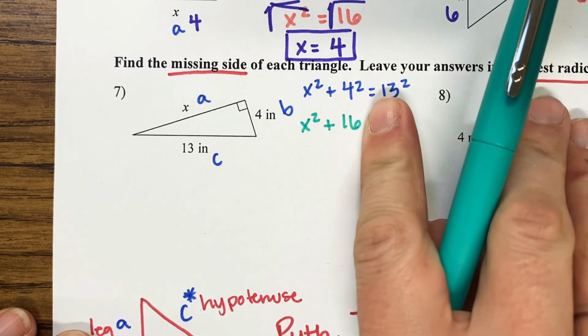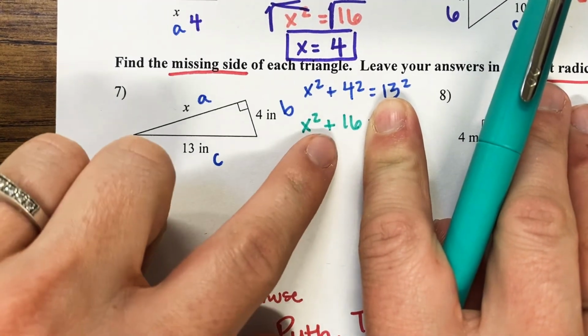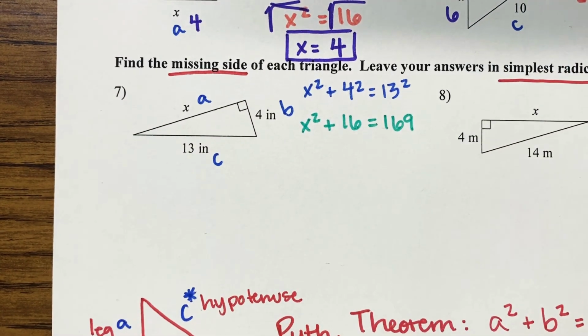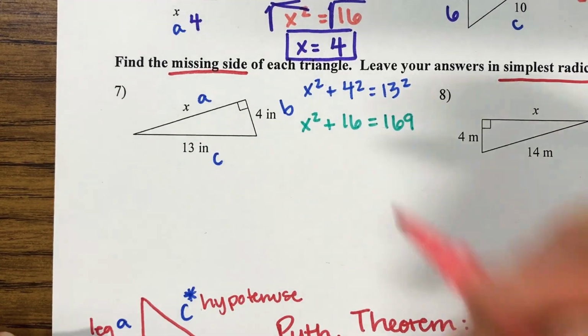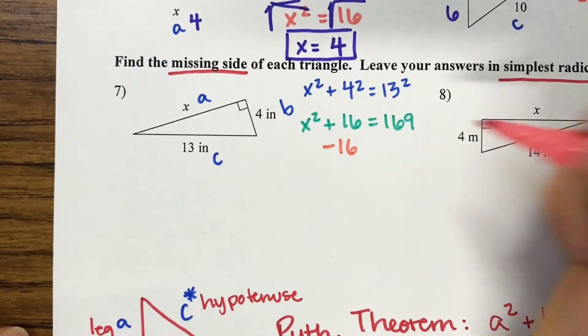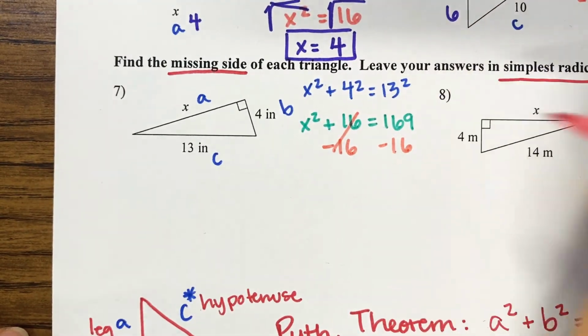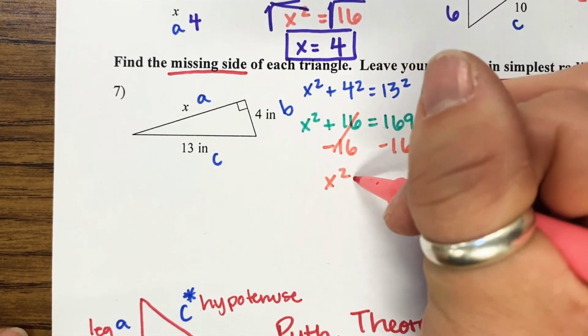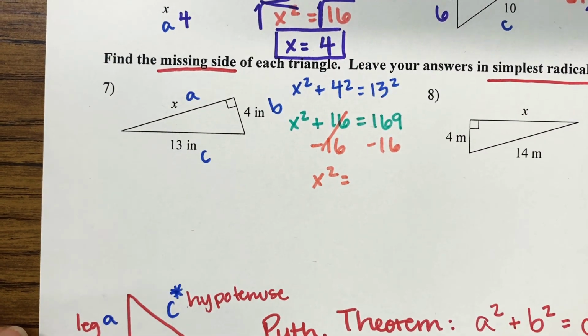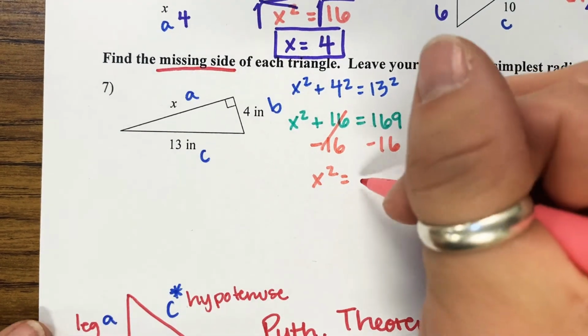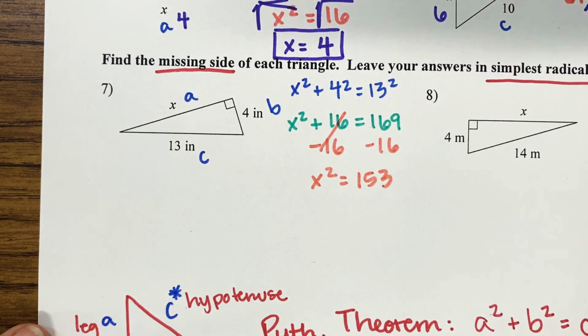Now, looking at this side, I need to get rid of this plus 16 first. What is the opposite of plus 16? We are going to subtract 16 from both sides. Okay, so I get x squared equals 169 minus 16 is 153.